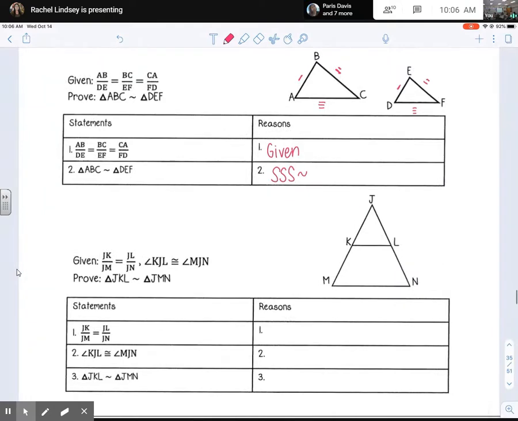Sometimes they won't be given. Okay, so on the next one it says JK is proportional to JM and LJ is proportional to JN. So I know I have two sets of proportional sides. So what's the only thing it could possibly be? Side angle side. If you only have two, it can only be side angle side similarity. And then it says we are given angle KJL is congruent to angle MJL. Those are the same angles, but it was given. If they weren't given, we know those angles are the same because of reflexive.